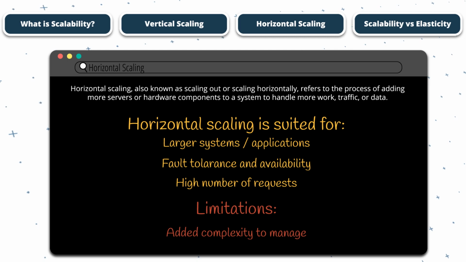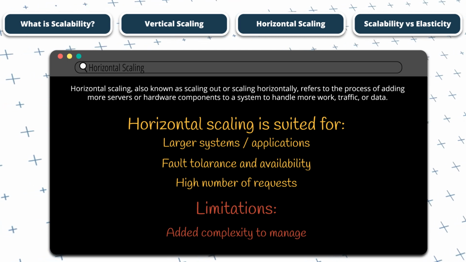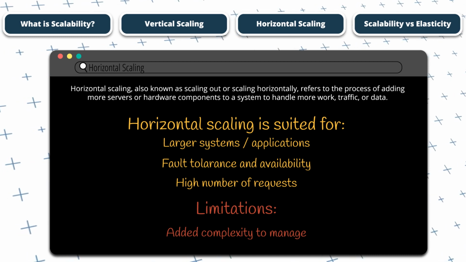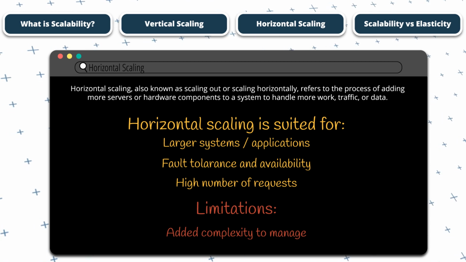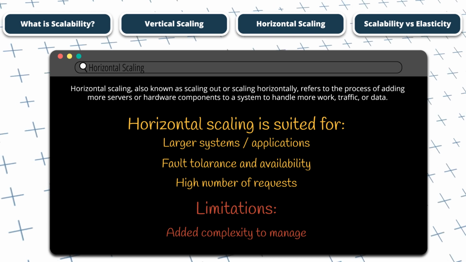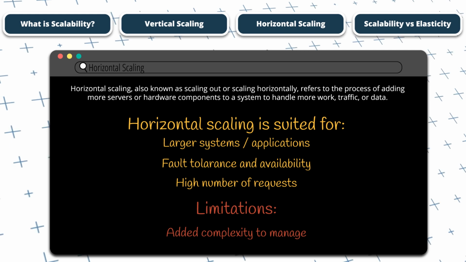Horizontal scaling is often a good solution for larger systems or applications that require high availability, fault tolerance, and the ability to handle large number of requests or users. It can provide better scalability and resilience compared to vertical scaling, because it can handle larger workloads, and it does this by distributing the workload across multiple servers.